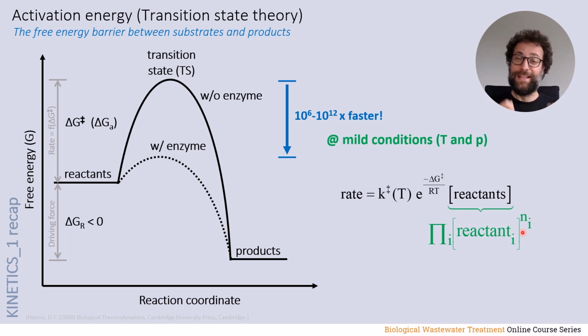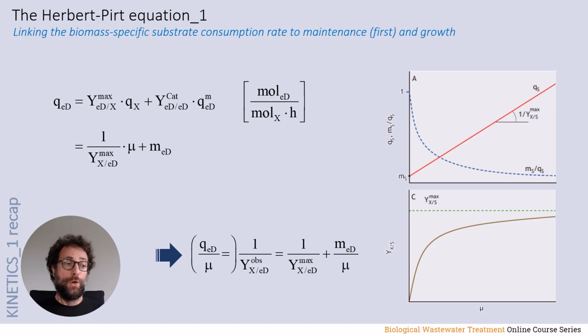Now, that said, let's go to the second take-home message of the previous class. We introduced the Herbert-Pirt equation to discuss the dual use of substrate in microbial metabolism. Experimentally, it is observed that at higher growth rate, the yield increases. And the reason for this is that the substrate that is consumed, and is actually what we measure experimentally, is used both for maintenance and growth. And this is what the Herbert-Pirt equation expresses.